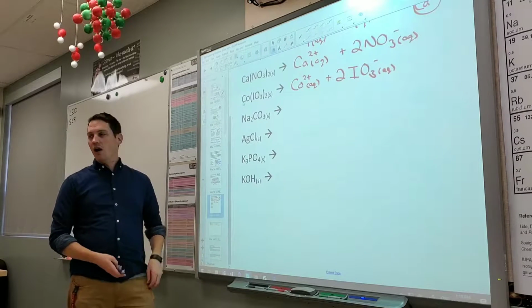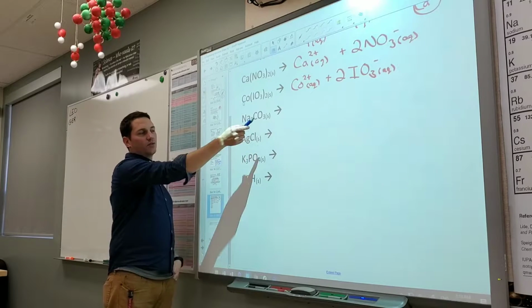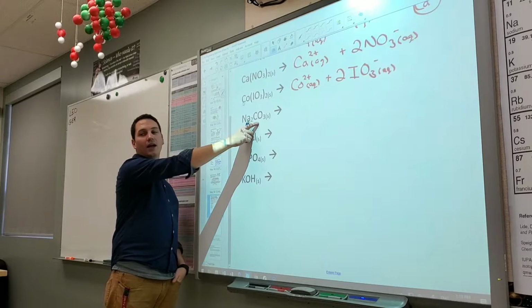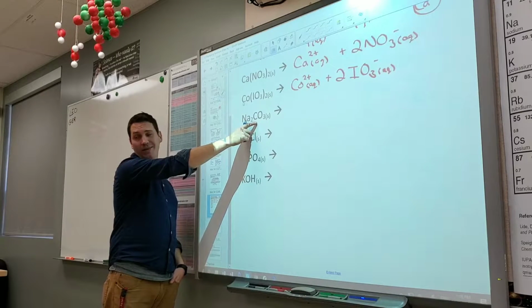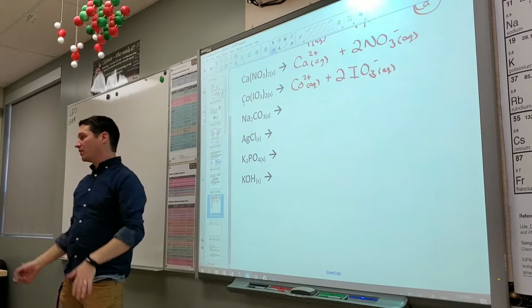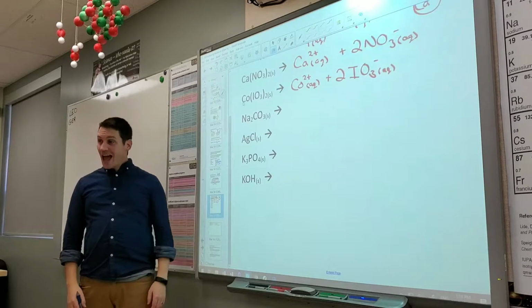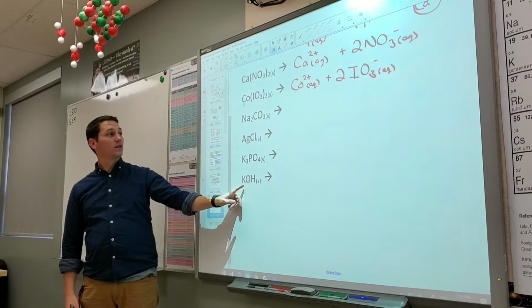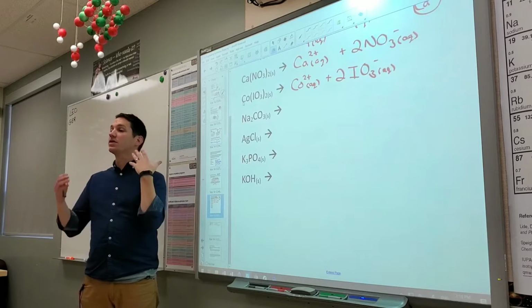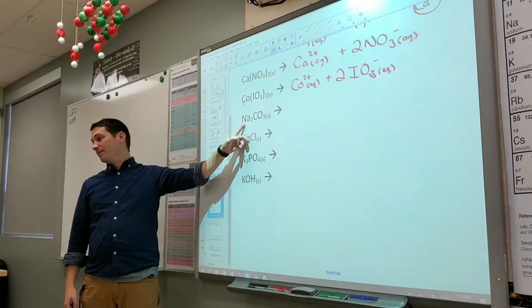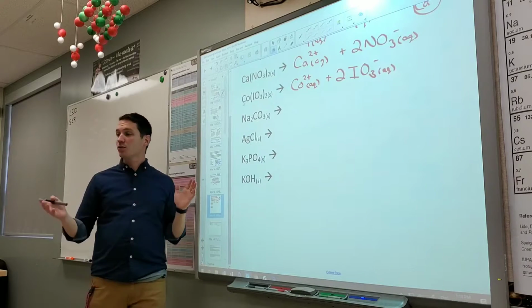What are the two ions here? A sodium and a carbonate. Is it an ionic compound? Yes, it's a metal, right? So all of these are ionic compounds. They're made out of ions. What's the charge on a sodium ion? 1 plus. That's as much work as you need to do.